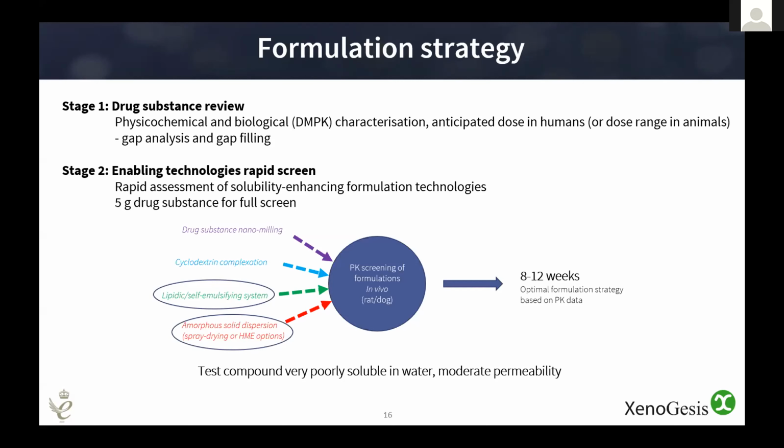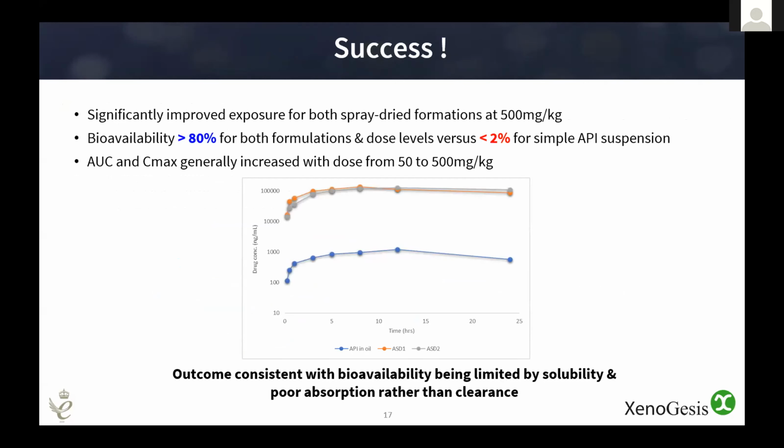We're able to turn everything around between 8 and 12 weeks. And this is the data. It was a nice roaring success. So the graph on the bottom with the blue, remember this is on a log scale, so that's really important. The standard bioavailability was terrible at less than 2%, but actually the two formulations we looked at were fantastic and greater than 80%. And very importantly, it was dose linear.